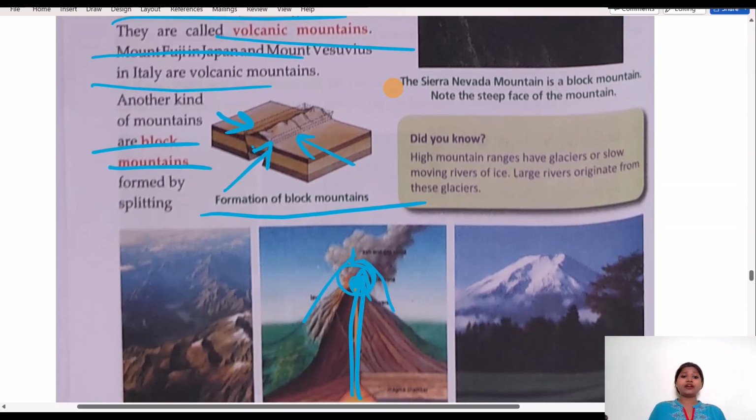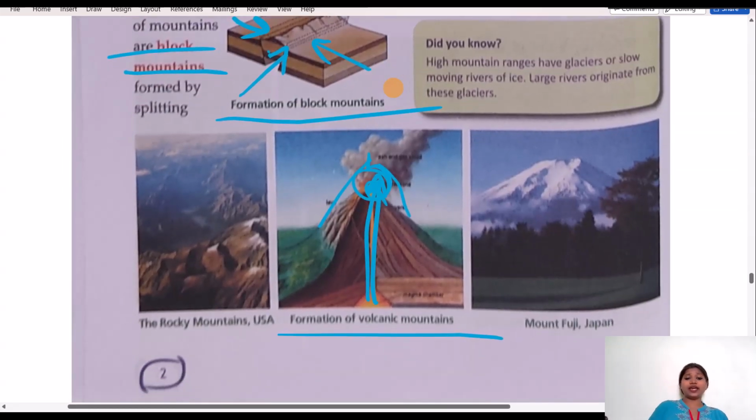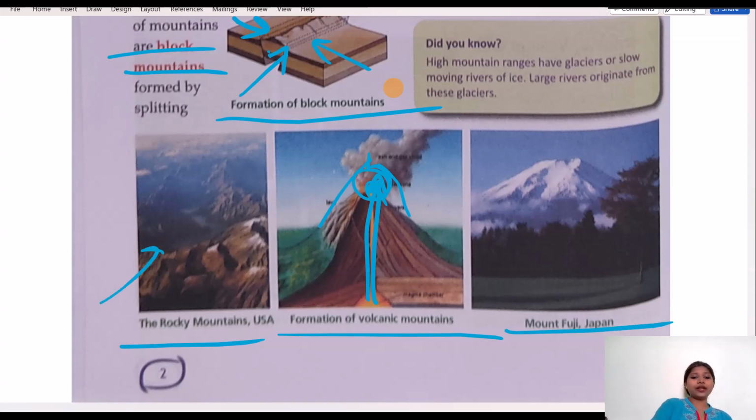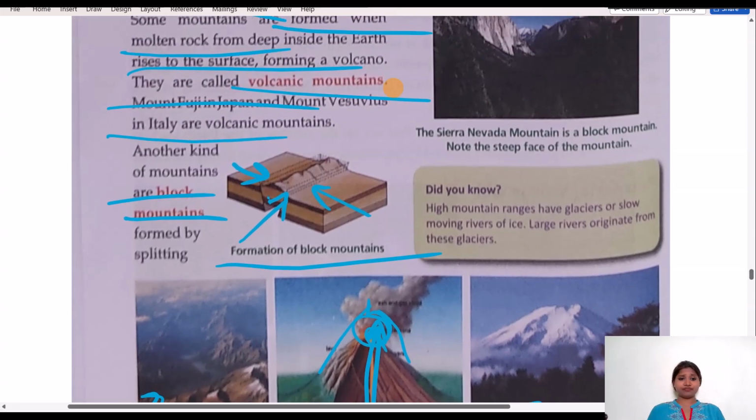So here we have read about the mountains. The Rocky Mountains in the USA are made by rock only. There is no part of soil. Then Mount Fuji in Japan is also an example of the formation of a volcanic mountain.